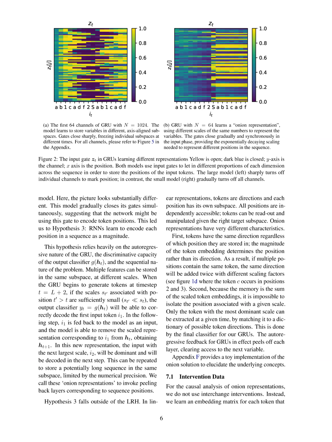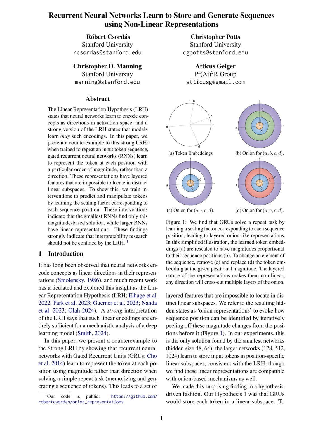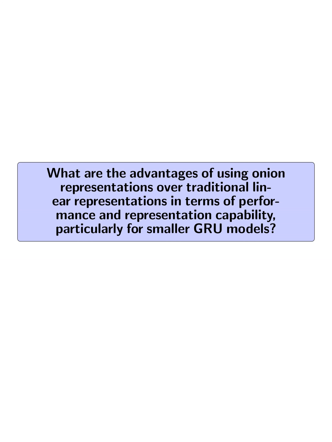This process continues, with the model using the autoregressive feedback to sequentially access and decode each token based on their respective magnitudes, akin to peeling layers of an onion. Thus, the model can represent multiple tokens in the same subspace, with their positions identified by the order of magnitude, enabling it to successfully repeat the entire sequence. What are the advantages of using onion representations over traditional linear representations in terms of performance and representation capability, particularly for smaller GRU models?